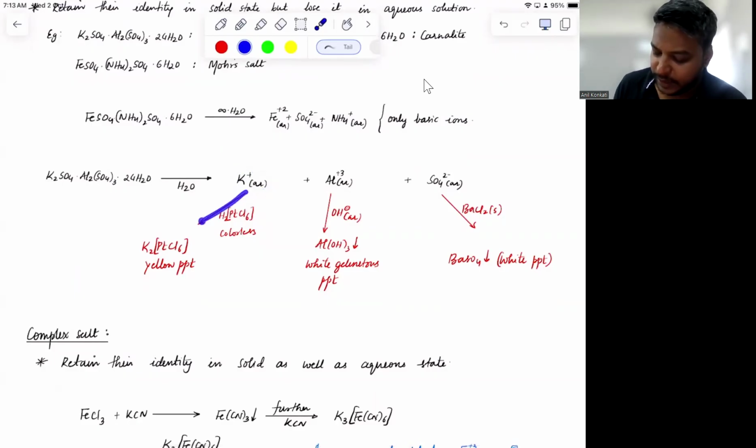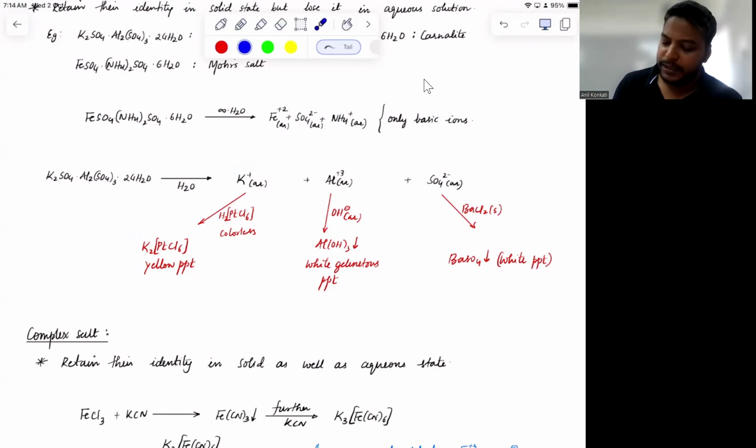K+ can be identified using platinic acid. H2PtCl6 is platinic acid. It is a colorless acid. As soon as we add K+ to it, it will convert into a yellow colored precipitate. It is confirming the presence of potassium ions.